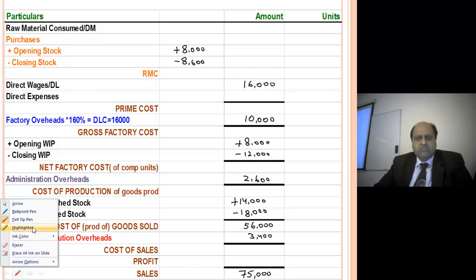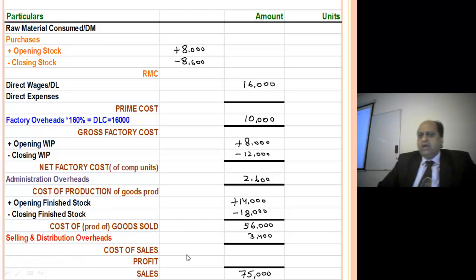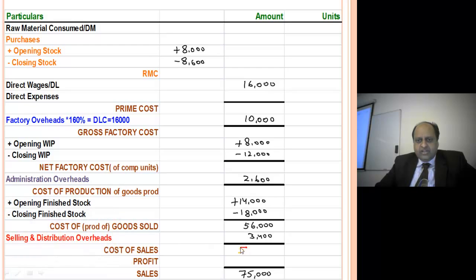Now I will change the color of my pen to illustrate that now I am calculating the remaining items or the missing items to complete my cost sheet. So this figure is 59,400. Yes or no? From this I get profit of 15,600. This is clear?